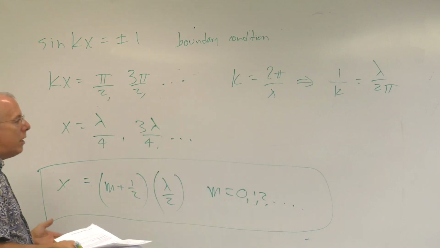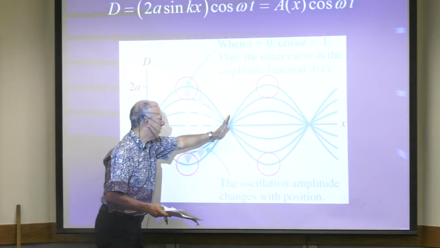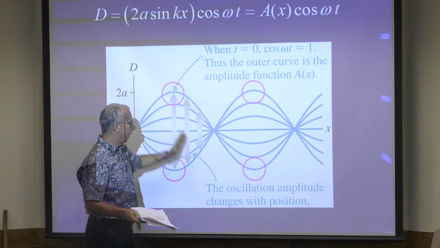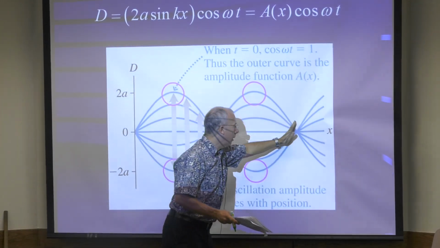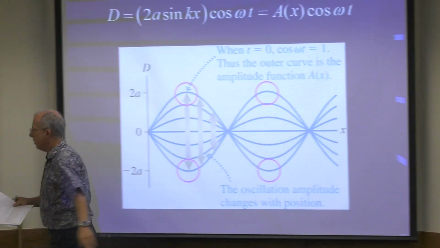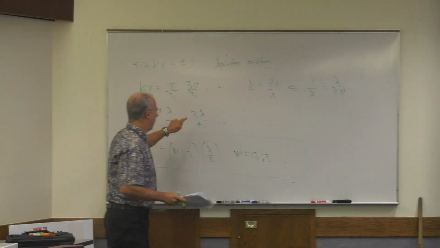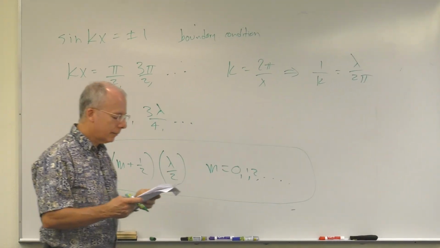And again, we knew it, right? Because this was 0, this was lambda over 2, so this has to be lambda over 4. This was lambda over 2, this was lambda, so this has to be 3/4 lambda. So, lambda over 4, 3/4 lambda, so forth and so on.